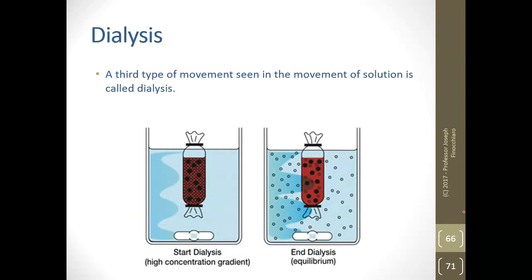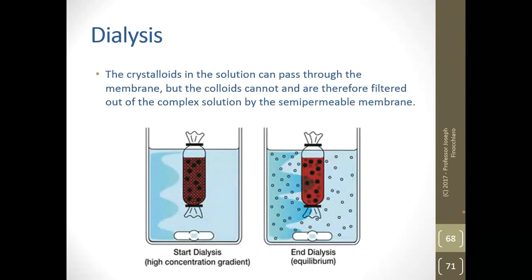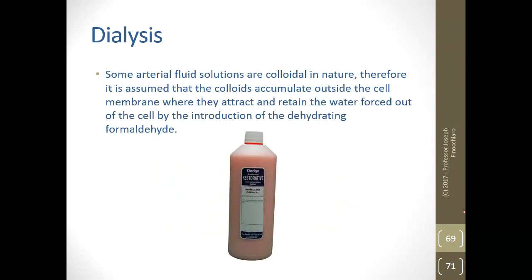The last type of movement is called dialysis. I referenced it a second ago. Dialysis is the separation of crystalloidal and colloidal solutes in a complex solution by passing the solution through a semi-permeable membrane. The crystalloids can pass through the membrane, but the colloids cannot and are therefore filtered out of the solution by the semi-permeable membrane. Some arterial fluids are colloidal in nature.